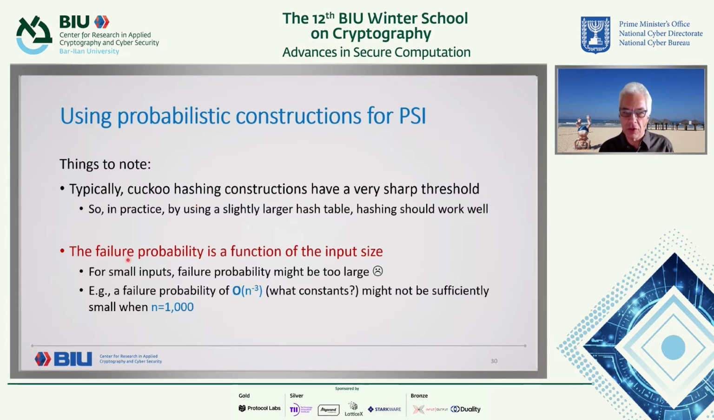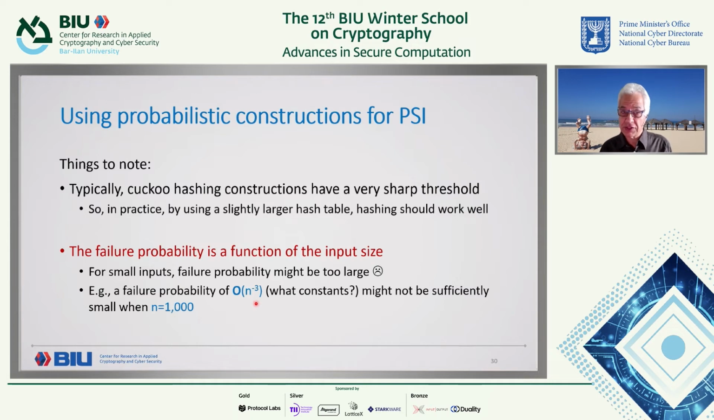One thing that you should note, and that's a cautionary tale, okay? The failure probability is a function of the input size. It's something like n to the minus 3. This means that for larger inputs, you're going to have very low failure probability. For smaller inputs, cuckoo hashing is going to fail more often, okay? So if you're using smaller inputs, you should be more careful. Or you should use less efficient PSI, because you don't care, because the inputs are small.